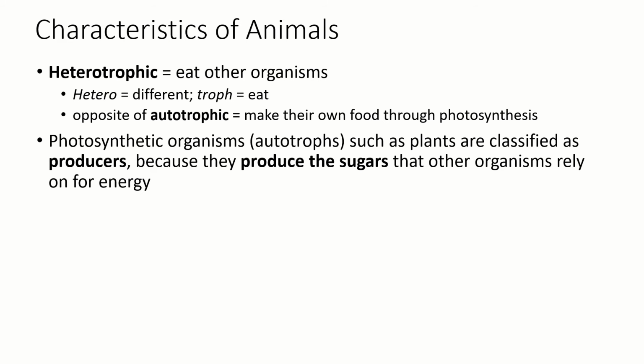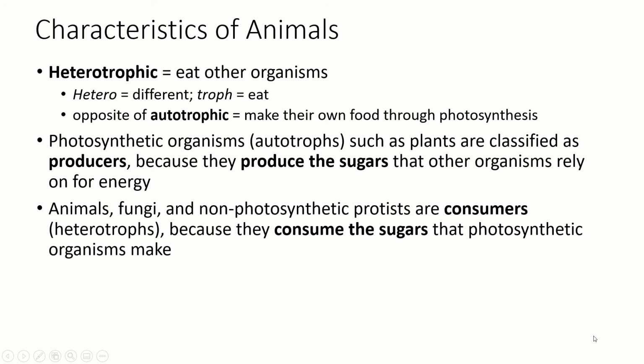Photosynthetic organisms, all autotrophs, are classified as producers because they produce the sugars that other organisms rely on for energy. And those other organisms, of course, are the heterotrophs. Heterotrophs can be animals, but also fungi and non-photosynthetic protists. And because they consume the things made by producers, they are considered consumers. They consume the sugars. Okay, so we've got the producers making the sugars, the consumers consuming the sugars.